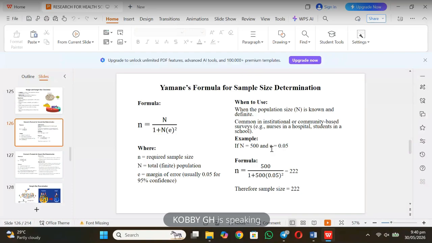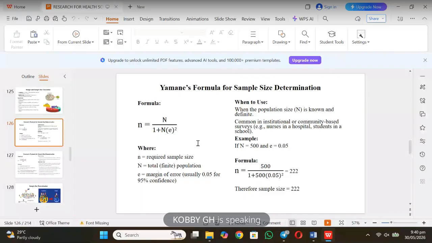Is that okay? So in the scenario, the moment you see the population N, then you come and write the formula. n is equal to capital N over 1 plus capital N times E squared. If you do the calculation well, you see your answer there directly and you circle your answer, you are done. Memorize the formula very well. n is equal to.